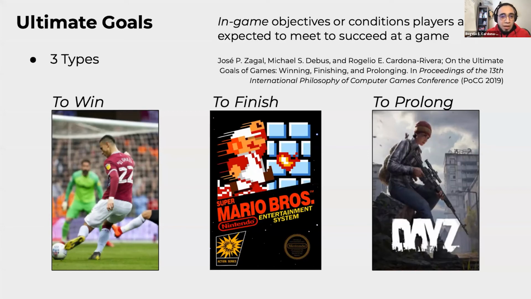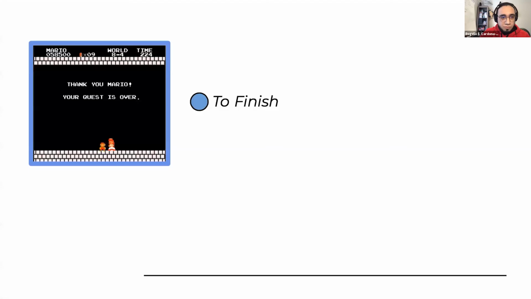Well, no, but we don't have the time to go into these different goals in this talk. If you want to know more, this is a paper that was published last year at the Philosophy of Computer Games conference, where we talk about the three different kinds of ultimate goals that exist. So to win a game of soccer, for example, to finish Mario Brothers, or to prolong gameplay. And you can look at that paper as to why those specific ultimate goals. Okay, returning. So to finish.